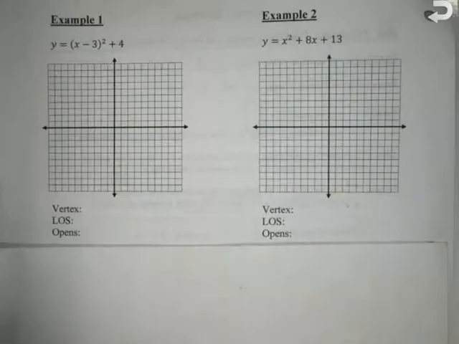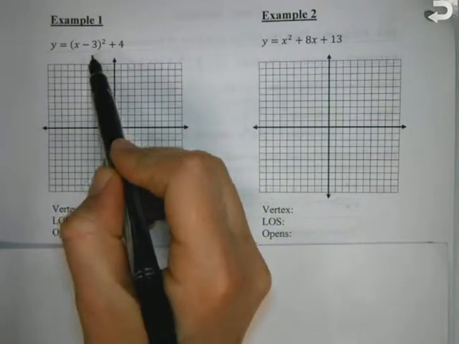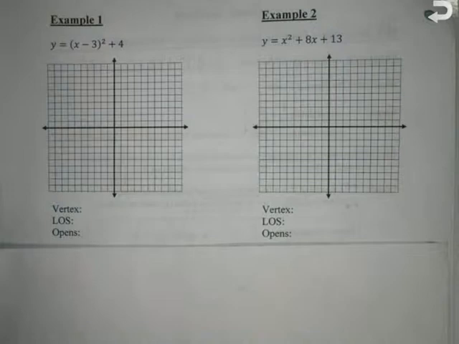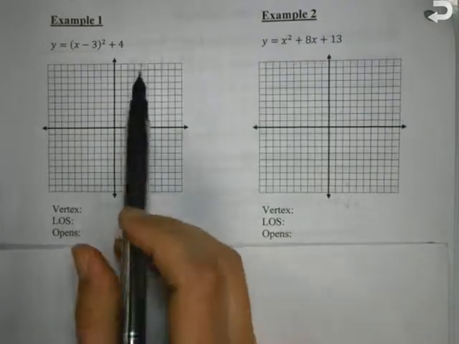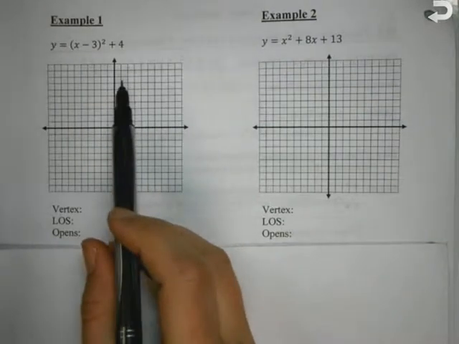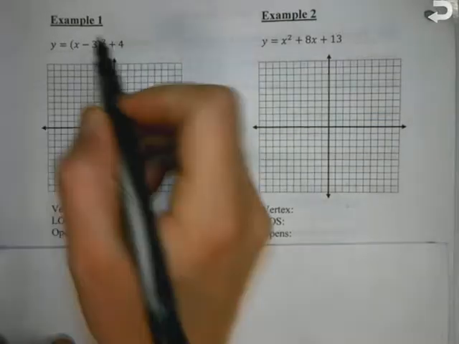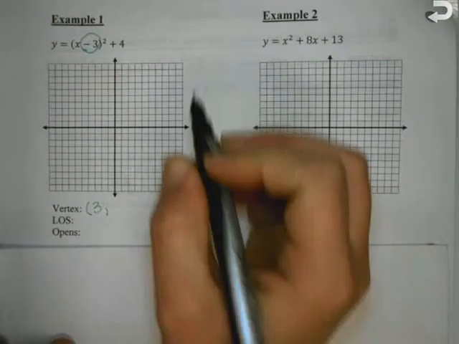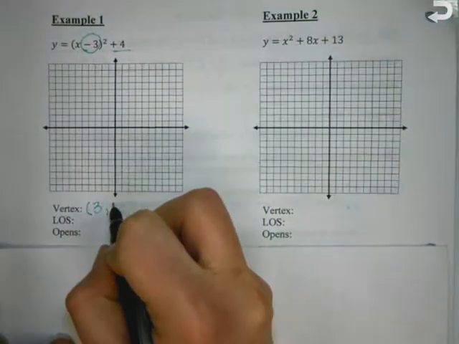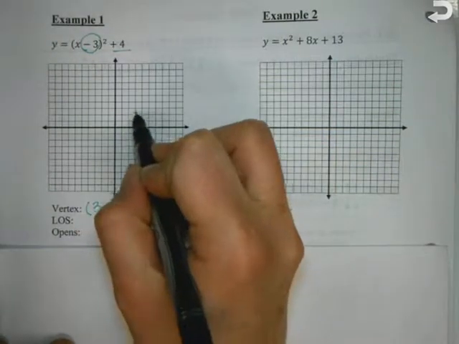So, example 1, we have y equals (x minus 3) squared plus 4. So, let's look. Is this in vertex or standard form? Vertex form, right? So, this is really nice because we don't have to really do much work. What's my vertex? 3. Because remember, even though there's a negative attached to it, we take the opposite. So 3 and the y-coordinate is 4. So let's graph that first. 1, 2, 3. 1, 2, 3, 4.